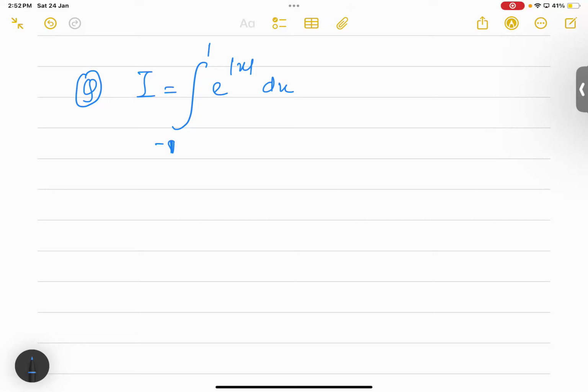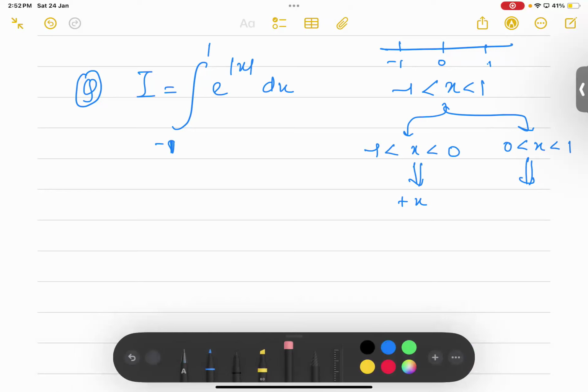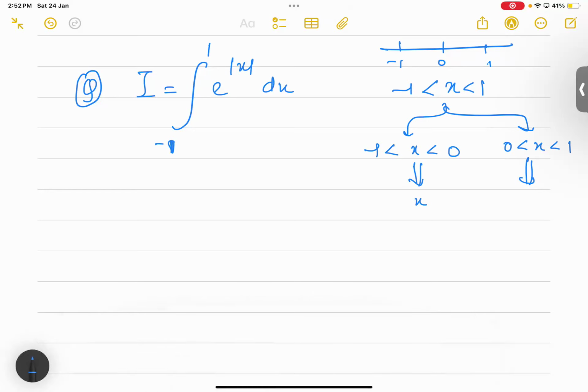Now modulus is for which term? x. So x lies between -1 and 1. On a number line with 0, -1, 1, the x value changes from negative to positive at 0. So there are two parts, -1 to 0 and 0 to 1. From -1 to 0, x is negative, so modulus of x is negative x. And from 0 to 1, it is positive x.